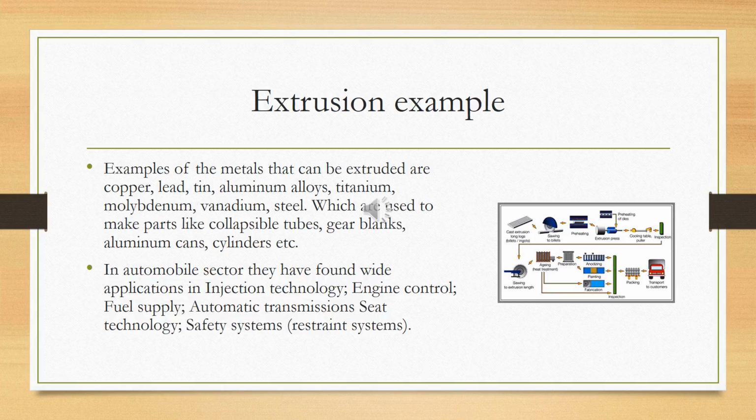Extrusion example. Examples of the metals that can be extruded are copper, lead, tin, aluminum alloys, titanium, molybdenum, vanadium, and steel, which are used to make parts like collapsible tubes, gear blanks, aluminum cans, cylinders, etc. In the automobile sector, they have found wide application in injection technology, engine control, fuel supply, automatic transmission, seat technology, safety systems, and restraint systems.